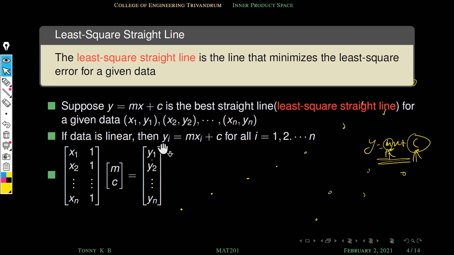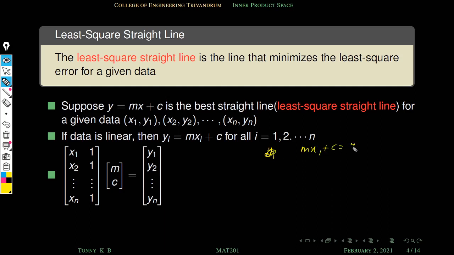What does it mean to satisfy this straight line? Corresponding to this we have n equations. So mx1 plus c equal to y1, mx2 plus c equal to y2, and so on, up to mxn plus c equal to yn. If all the data belongs to the straight line, then we have these n simultaneous equations. This is the matrix form of this equation.